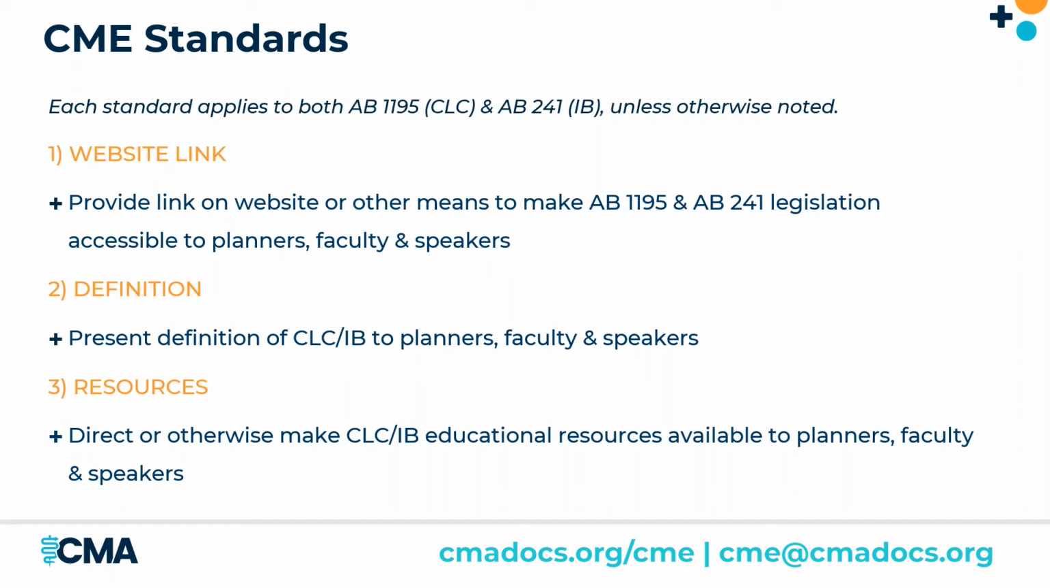Standard 1, to provide a website link or other means to make AB 1195 and AB 241 legislation accessible to planners, faculty, and speakers. And just to note that this link is available on the CMA website. Standard 2, to present the definition of cultural linguistic competency and implicit bias to planners, faculty, and speakers. Standard 3, to direct or otherwise make cultural linguistic competency and implicit bias educational resources available to planners, faculty, and speakers. And we are in the process of collecting a library of these on the CMA website to make your lives a little easier.